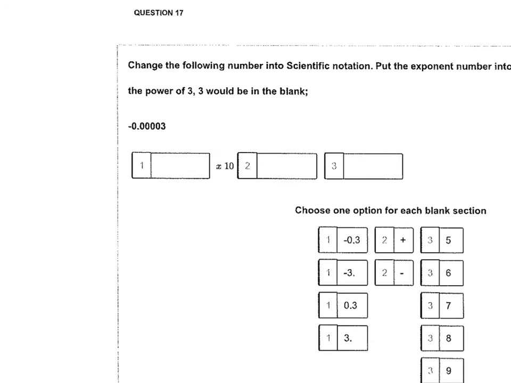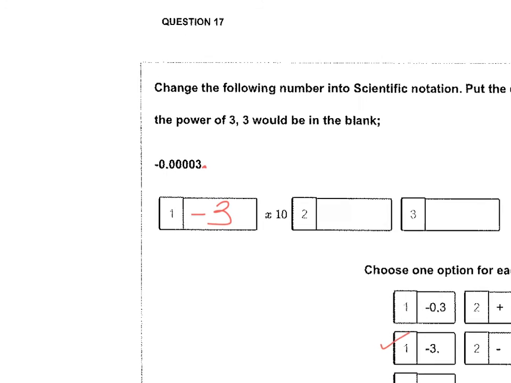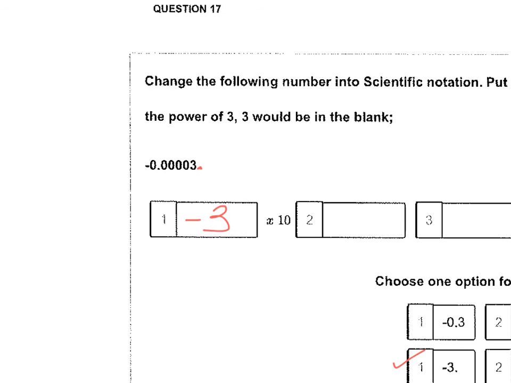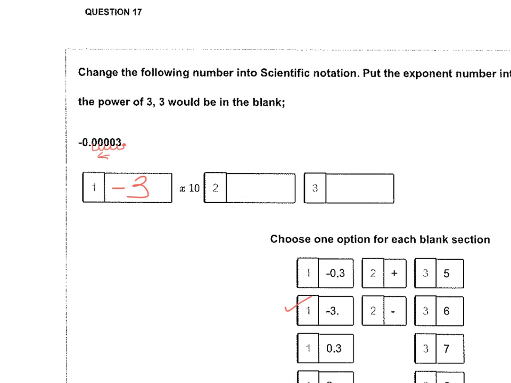On this one, same thing. My new decimal is going after the first non-zero. So this negative is talking about the whole number. So when I write that down, it's actually going to be -3. Okay, and so from that new decimal, I'm going to count back to the old decimal. 1, 2, 3, 4, 5. So since I counted to the left 5 places, it's a negative exponent.